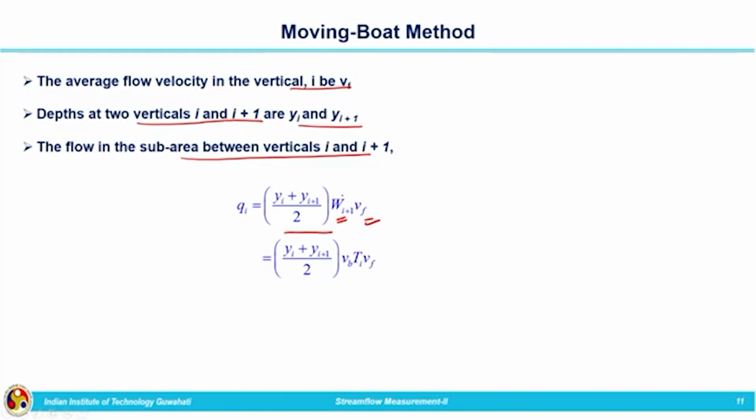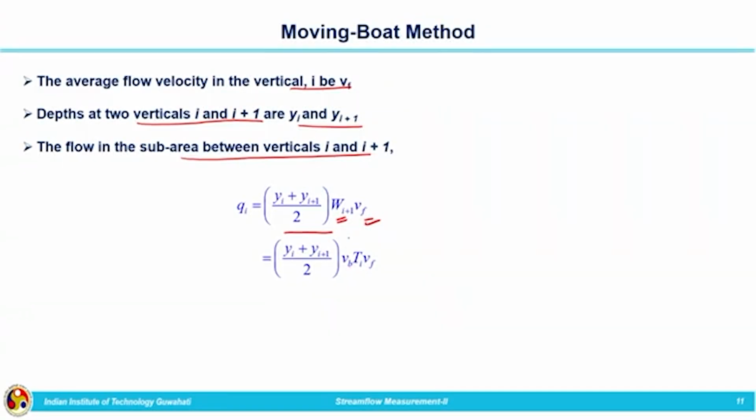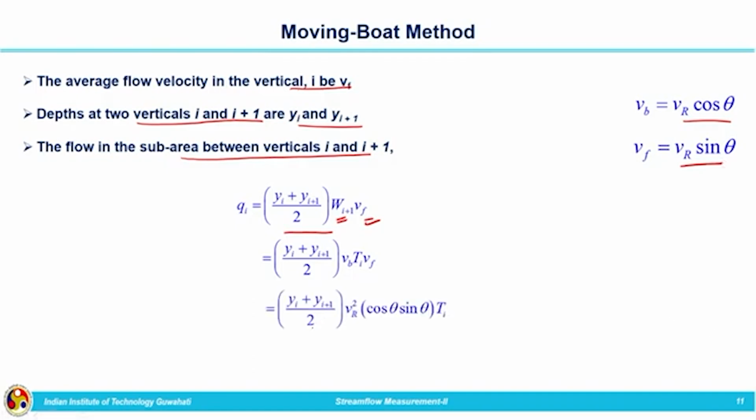W, that is the width between two sections, can be calculated by knowing the velocity and also the time taken to cover that much distance. So, Vb Ti multiplied by Vf, and we know Vb and Vf. Vb is given by Vr cos theta and Vf is given by Vr sin theta. That we will substitute over here: (yi plus yi plus 1) by 2 Vr square cos theta sin theta Ti. This is the expression for discharge through that particular subarea.